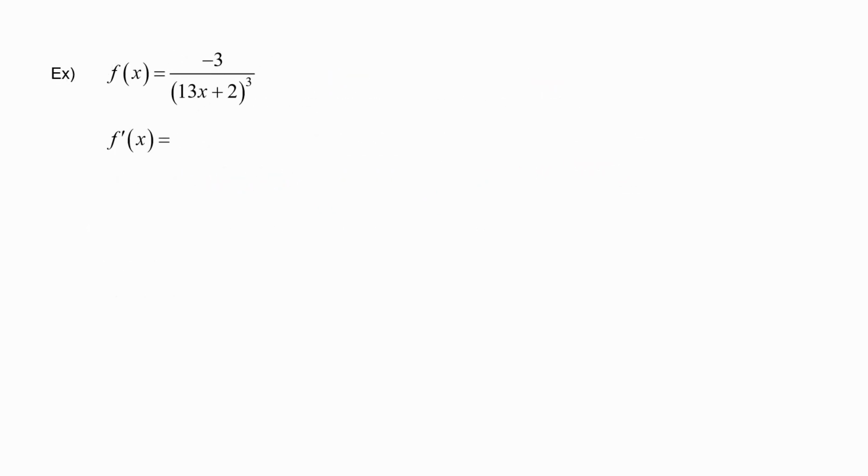Here we have f of x equals -3 over the quantity 13x plus 2 cubed, and we have to find f prime of x. In order to use the power rule, we need to rewrite f as -3 times the quantity 13x plus 2 to the -3rd power. So the outer function is that we have -3 times some stuff to the -3rd power. So now we can use the power rule.